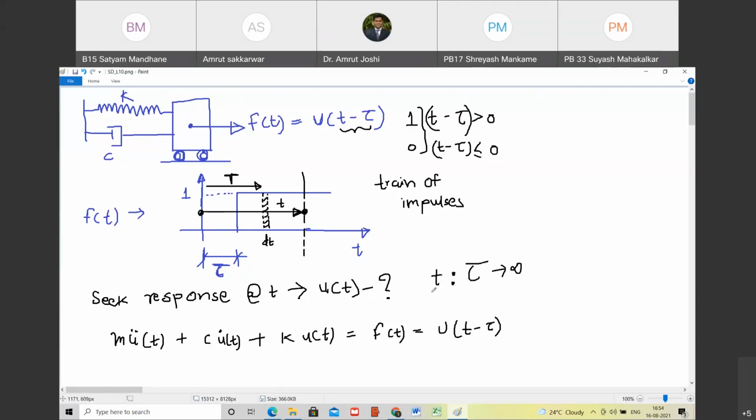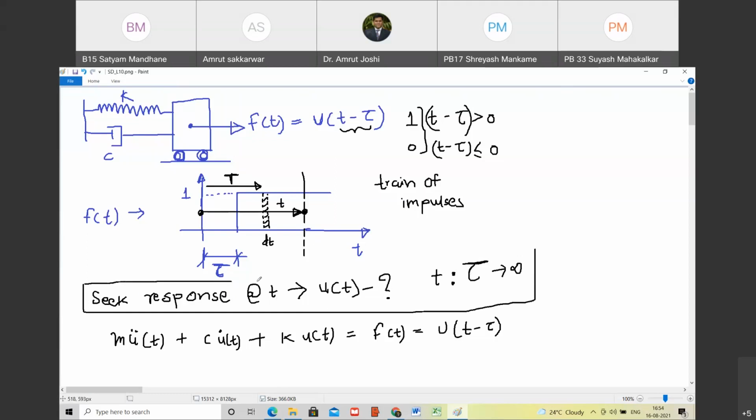Why not t less than tau? Because when t is less than tau, the response is going to be 0. We know that the load has not appeared on the system. So during time t equal to 0 to t equal to tau, there is no response. We are interested in the response of the system from t equal to tau to t equal to infinity. Are you with me? So this is our problem statement.